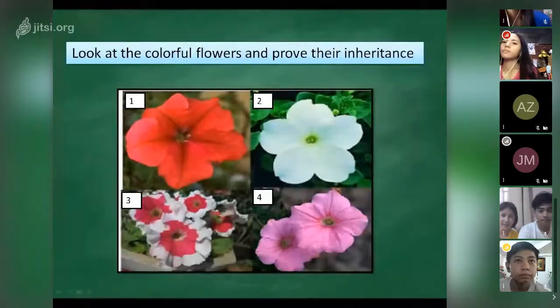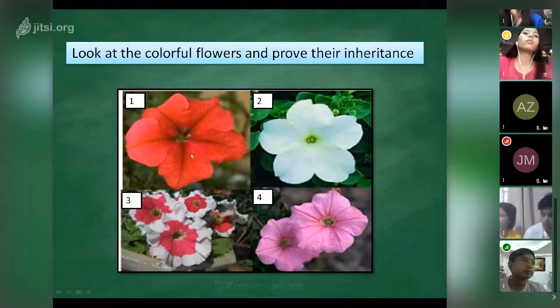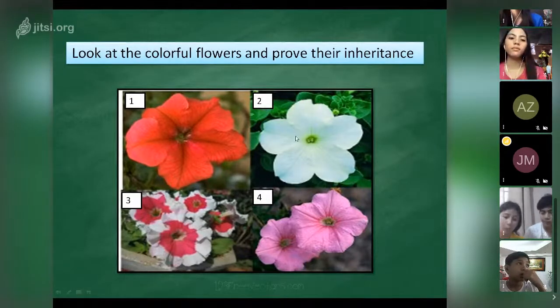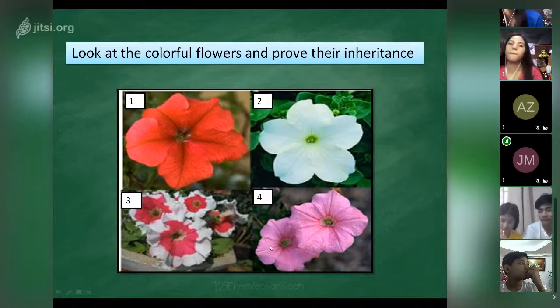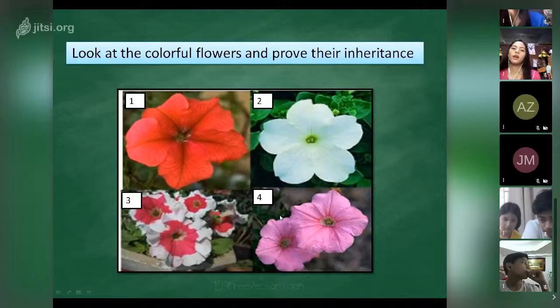Yes, sir. Okay. Observe the colorful flowers. Class, in picture one, the label one, you have the green, red flower. Number two, white. Number three, it has red on the center and white on the side. And number four is color pink. Okay, so here are the questions.